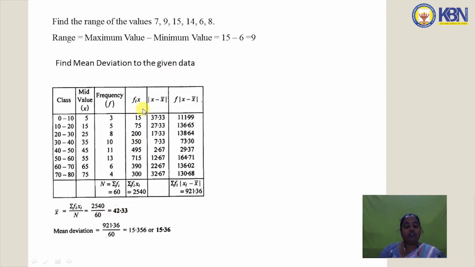By using this value, first we have to calculate mod x minus x bar, meaning each and every mid value is subtracted from the mean. Means mod 5 minus 42.33. And the last column is obtained by the resultant value multiplied with frequency, means 3 into mod 5 minus 37.33. By using this method, we get summation fi into mod xi minus x bar. Now the mean deviation is 921.36 by total frequency, that is 60. We get 15.36.